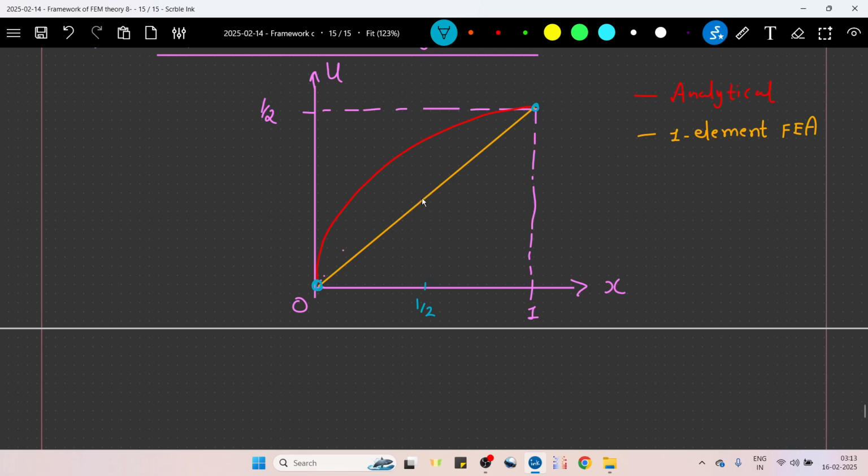The solution is 3 by 8, which will exactly sit here. Okay, so this is our node 2, node 3, and node 1.